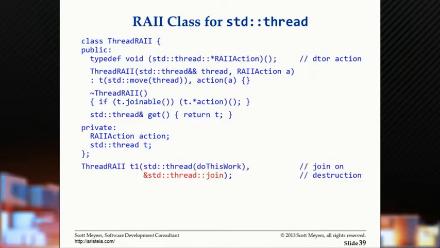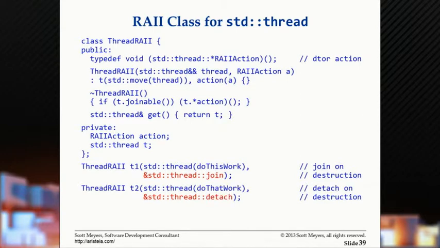So if I want to make sure that I'm going to do a join on this thread object, regardless of how I leave the scope, then I can say, okay, T1 is going to do this work asynchronously on a thread. And if in its destructor we haven't joined yet, we're going to do a join, so it'll basically block. And otherwise, what a client might decide to do is run something on a thread, and then say at the end, I want to do a detach. So, did you have a question?